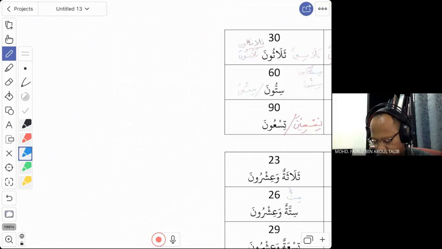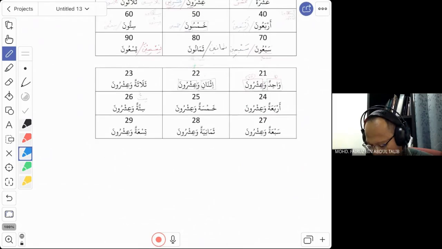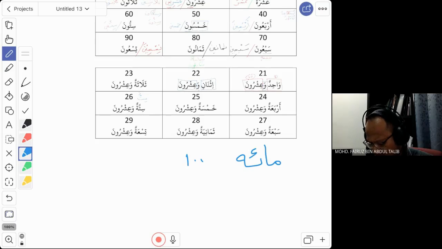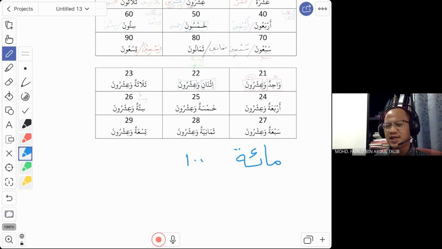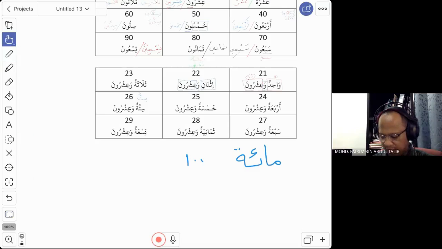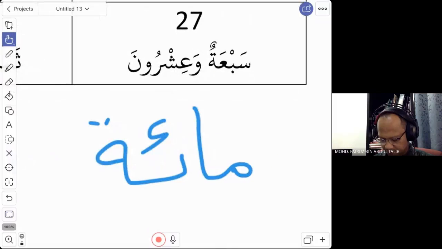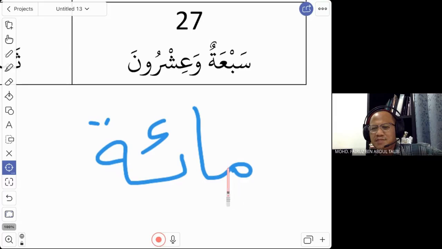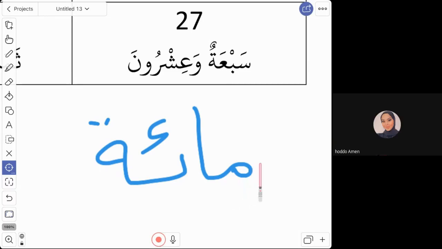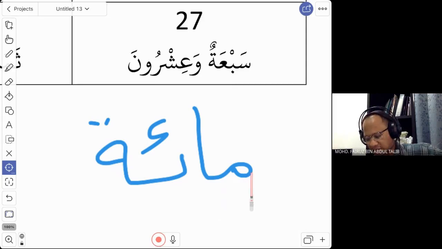Please write this word. This is how we write 100. The word is mim, alif, hamza, and ta. How do you read the word mim and alif normally? These two letters, mim and alif, is it ma, mi, or mo? Ma. Yes, correct. Normally, mim and alif, it is ma.